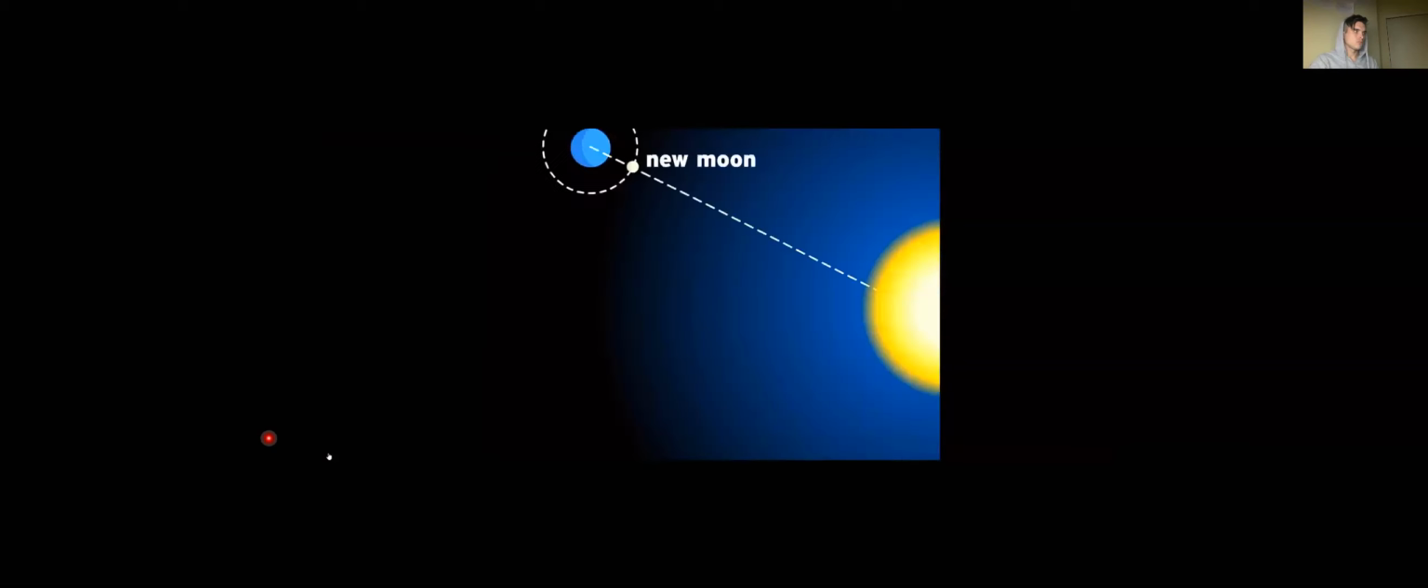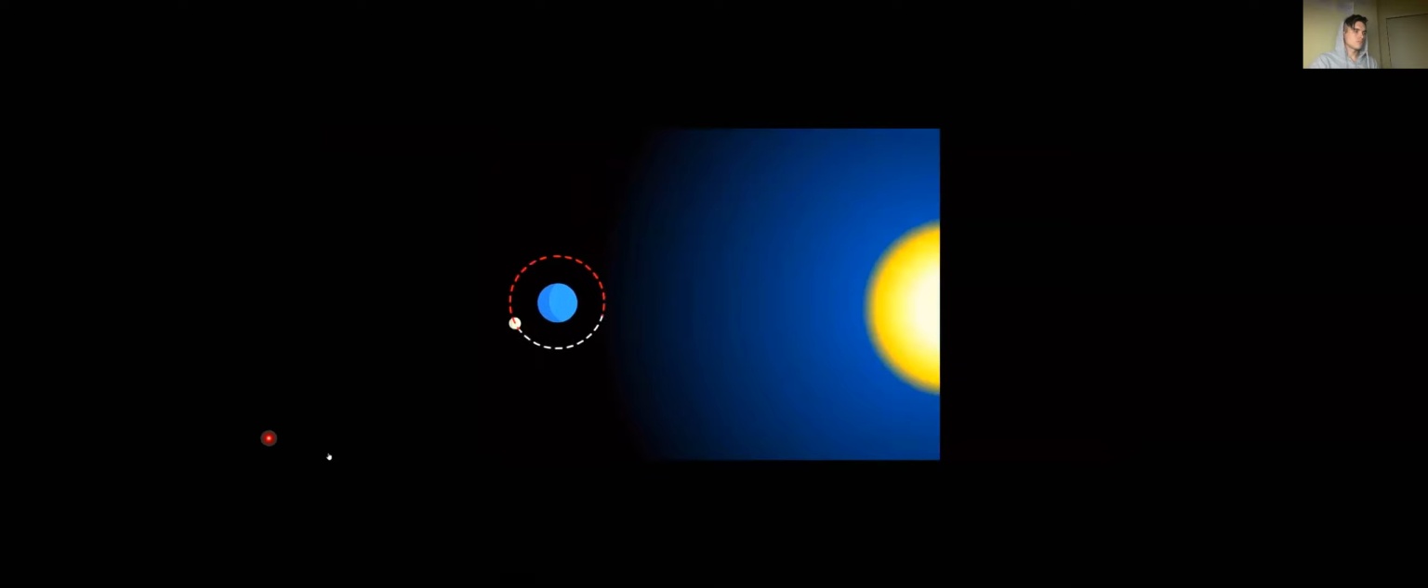Well, remember, while the moon travels around the Earth, the Earth is moving around the sun. So when the moon finishes one complete circuit, the Earth has moved quite a bit. The three bodies now form an angle instead of a straight line, so we can still see a crescent moon. It takes the moon about 2 days to catch up and get into new moon position again.